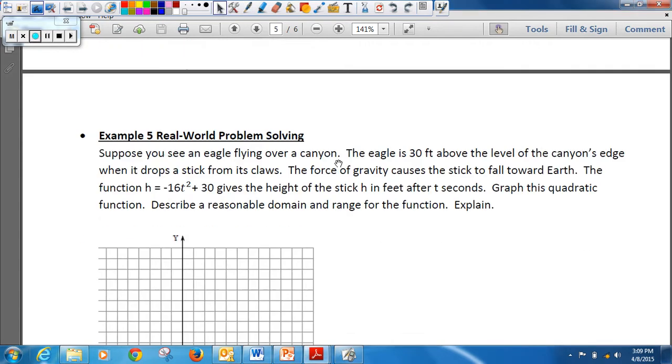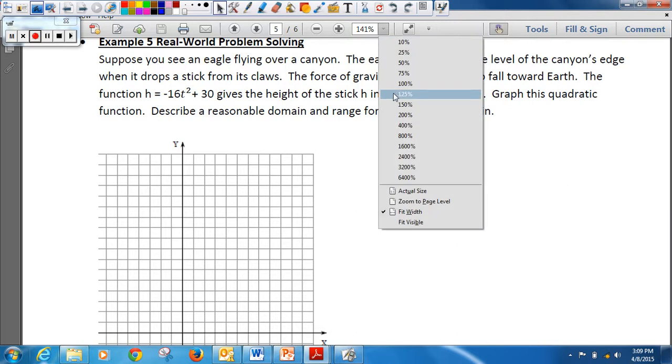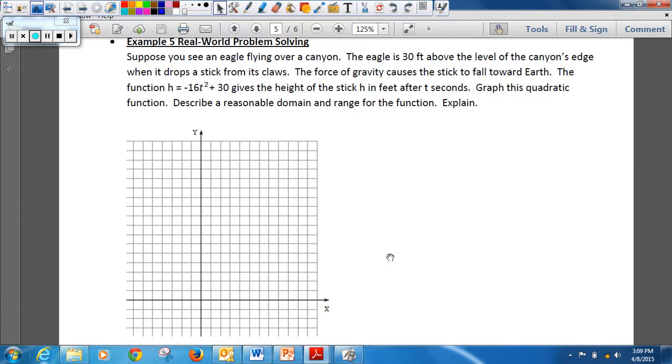Okay, our example number 5 then is our real world problem solving for this section. Suppose you see an eagle flying over a canyon. The eagle is 30 feet above the level of the canyon's edge when it drops a stick from its claws. The force of gravity causes the stick to fall towards Earth. The function h equals negative 16t squared plus 30 gives the height of the stick h in feet after t seconds. Graph this quadratic function and describe a reasonable domain and range for the function and explain.